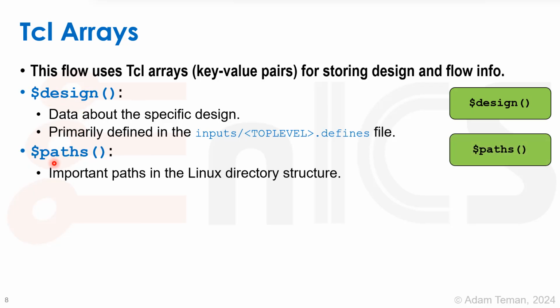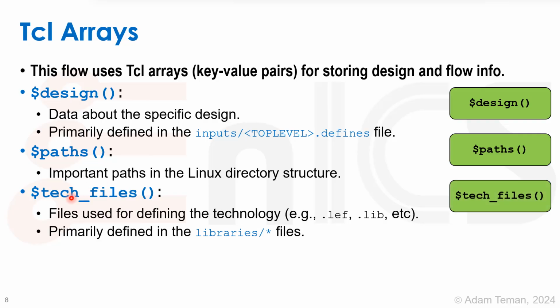Then we have a paths array, which is going to have important paths in the Linux directory structure. And this makes it easy to move our flow between different paths where our workspace actually is, or if we're on different servers and so forth. So this paths array has all the basic definitions of how to reach a certain file or directory inside our Linux environment. Tech files is the actual files that are going to be used, getting to them through these paths. So there are files for defining the technology like LEFs and libs and so forth. Most of these are defined in the libraries file.